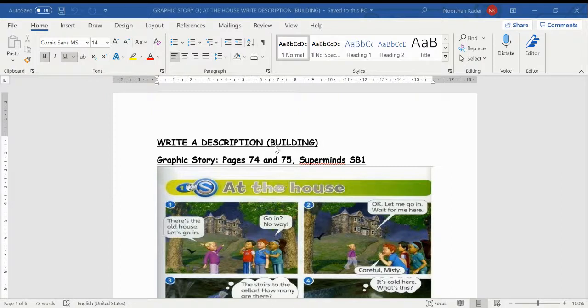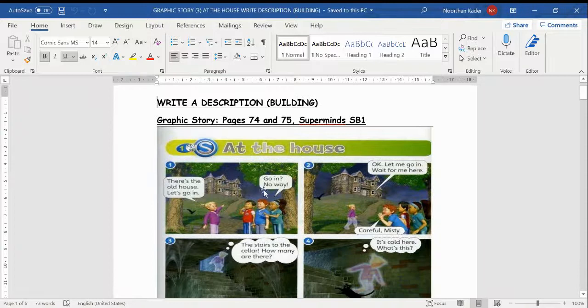Today we are going to learn how to write a description, and in this graphic story we'll be specifying on building. Later on I will specify that to you, but now the important thing is that we are going to write a description from a graphic story. So from a graphic story we are going to write a description.